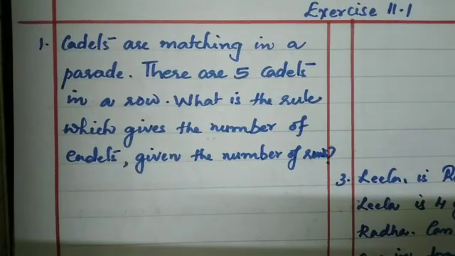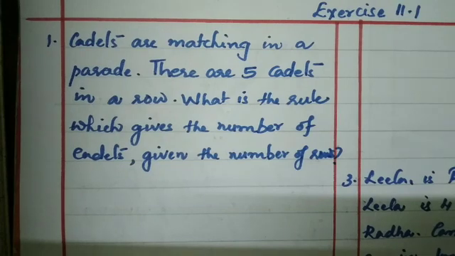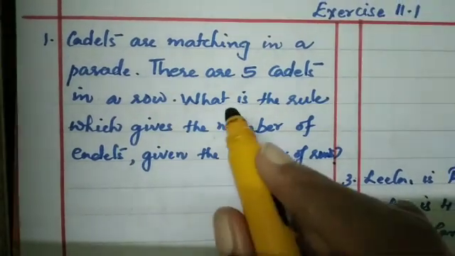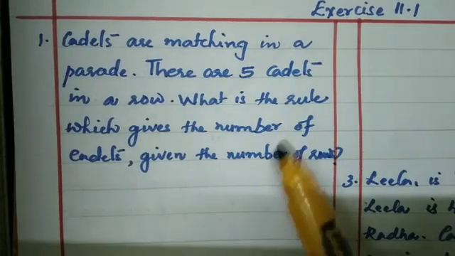Exercise 11.1. Here is one question. Cadets are marching in a parade. There are 5 cadets in a row. What is the rule which gives the number of cadets given the number of rows? Here 1 row is 5 cadets. Then 2 rows, how many total? 5 plus 5, 10. Then 3 rows is 5 plus 5 plus 5, 15. So they are multiples of 5. Okay. First row is 5 cadets.